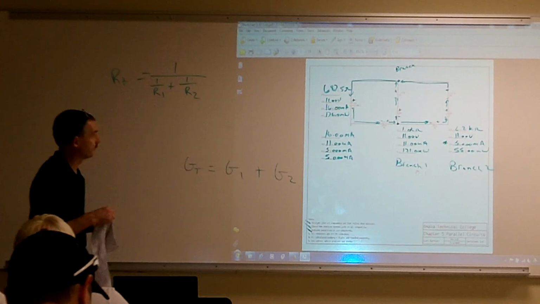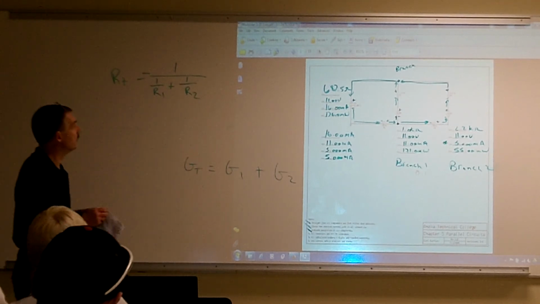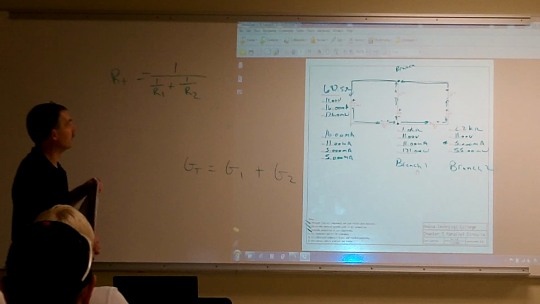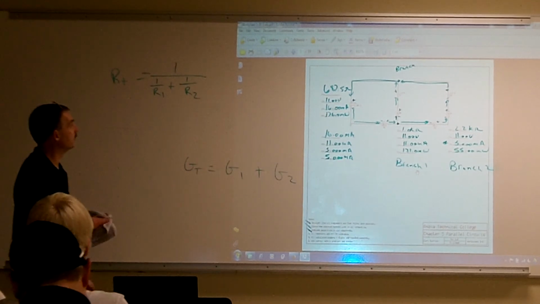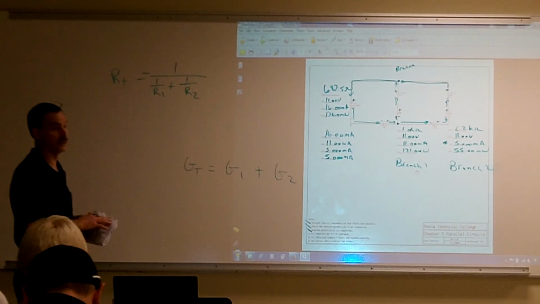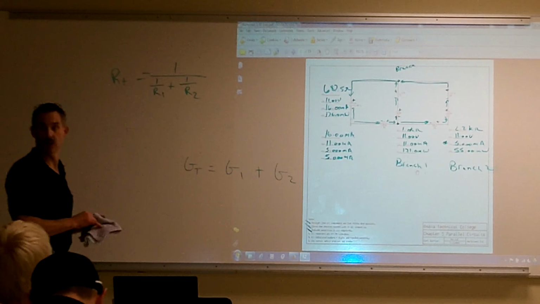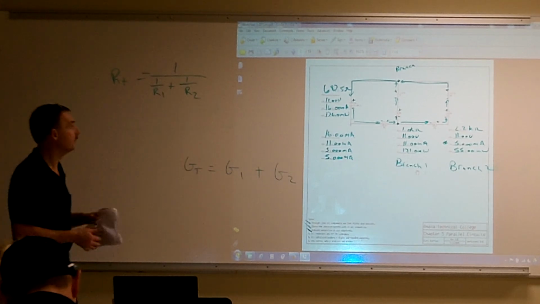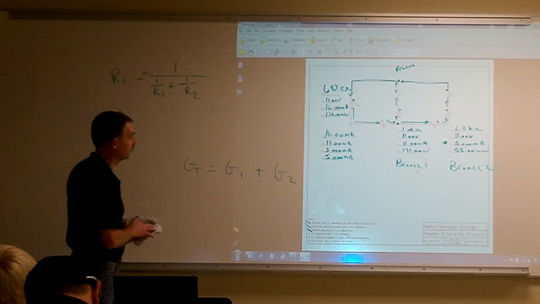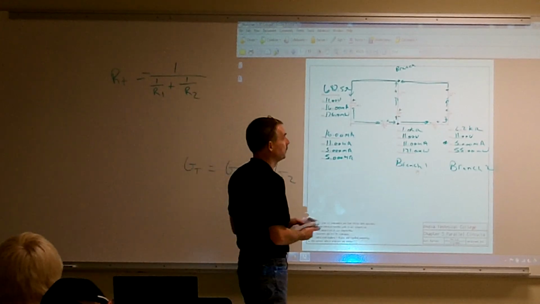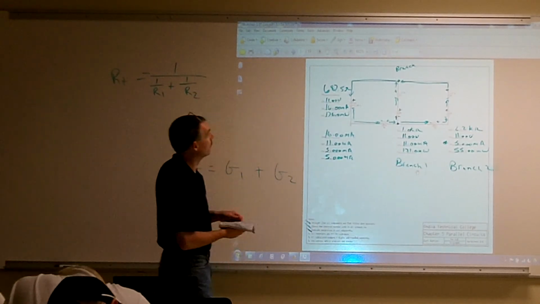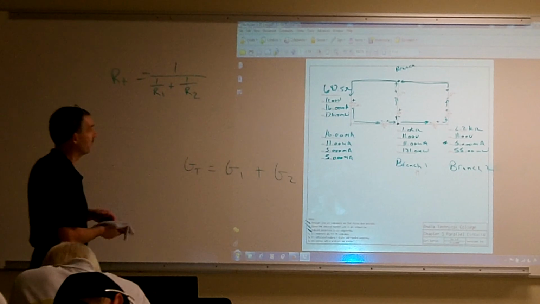Yeah. So what are R1 and R2 representing? What's the name that I call those? Loads. Those are my loads, okay? We're just using those as representations for our loads. Could be light bulbs, could be heaters, could be whatever we want. Those are our loads.